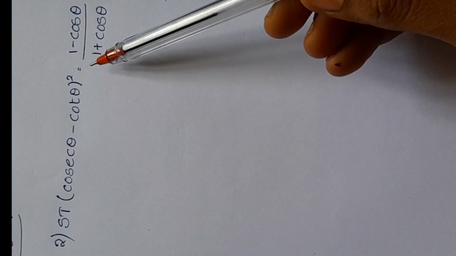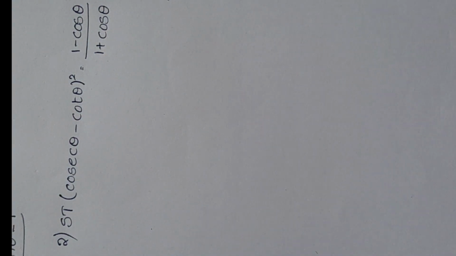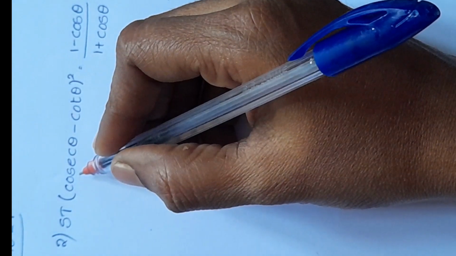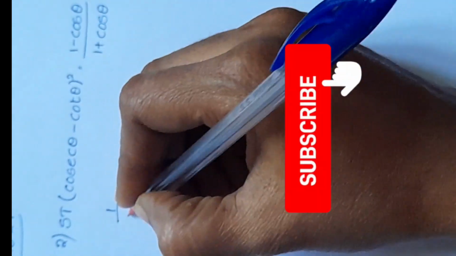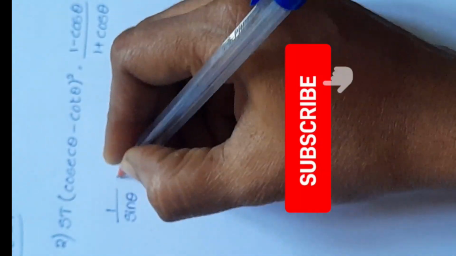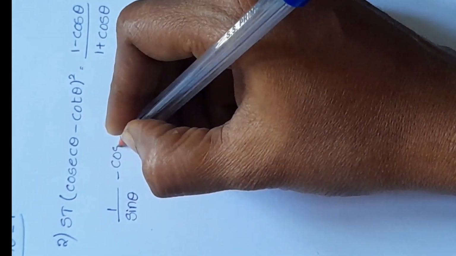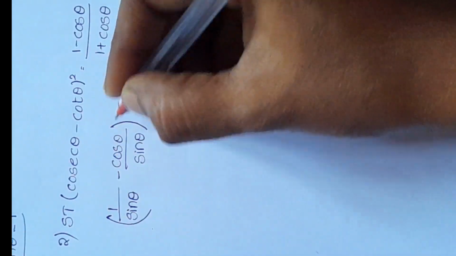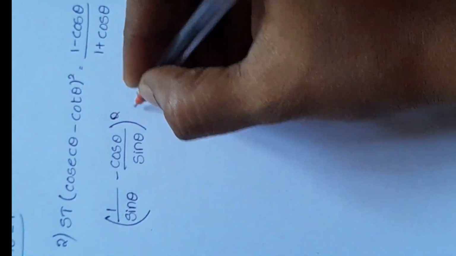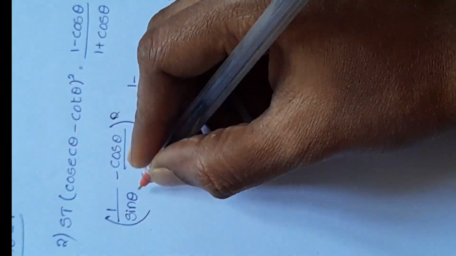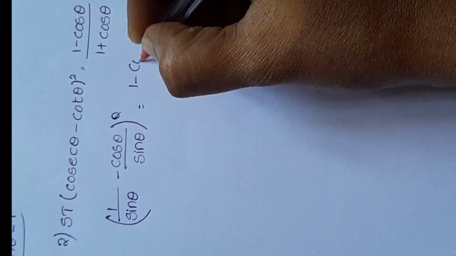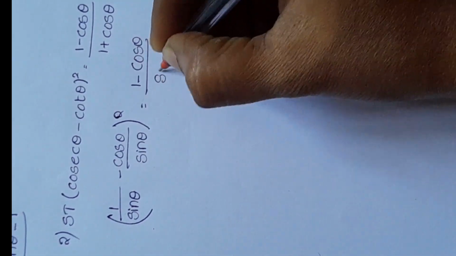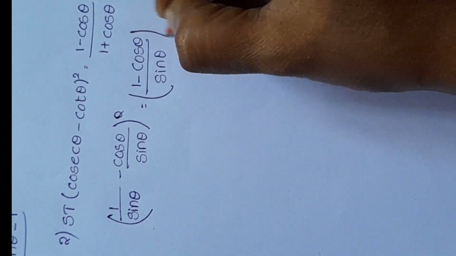to 1 minus cos theta by 1 plus cos theta. Here we are taking cosecant theta is equal to 1 by sin theta. So 1 by sin theta minus cot theta can be written as cos theta by sin theta whole square. Now this can be written as 1 minus, here denominator is sin theta. So (1 minus cos theta by sin theta) whole square.